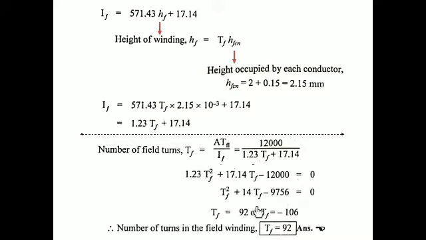Then you get two solutions here. TF is equal to 92 or TF equal to minus 1.06. So this is a negative value, it is not possible. TF will become 92, the positive value. So take this value as the valid one. The number of turns of the field winding is TF is equal to 92. This is the answer for the field current.